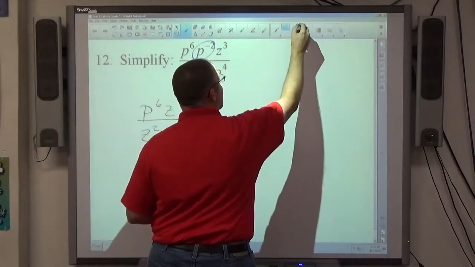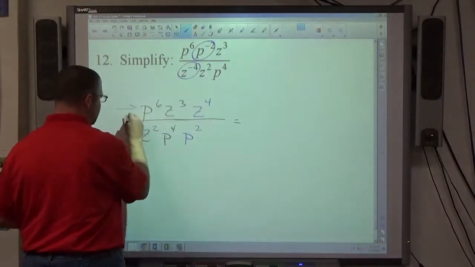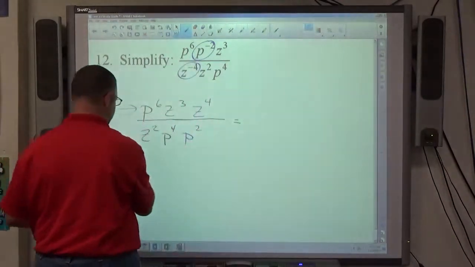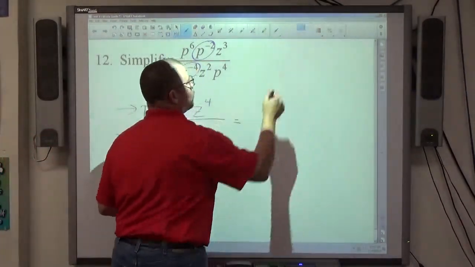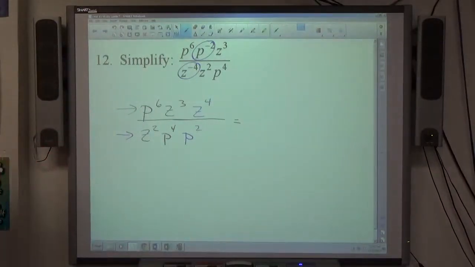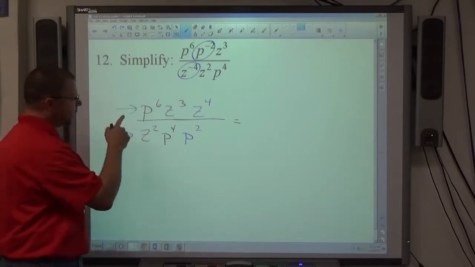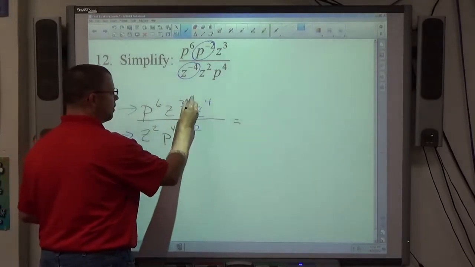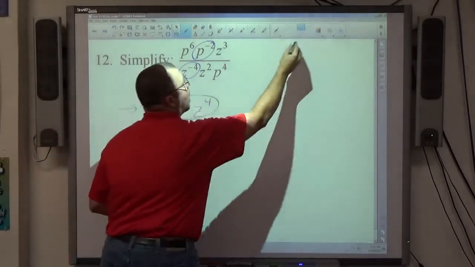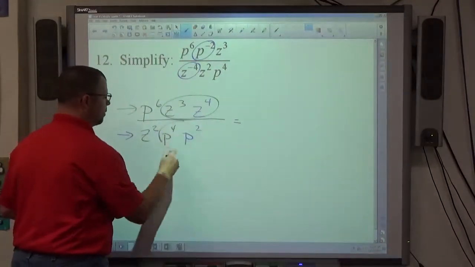The second thing I do, I look at the top and bottom separately. And looking at top, I'm asking myself a simple question. Is there more than one of any letter? If there is, I got to fix it. So on top, there's one P, there's too many Z's. On the bottom, there's one Z, there's too many P's.